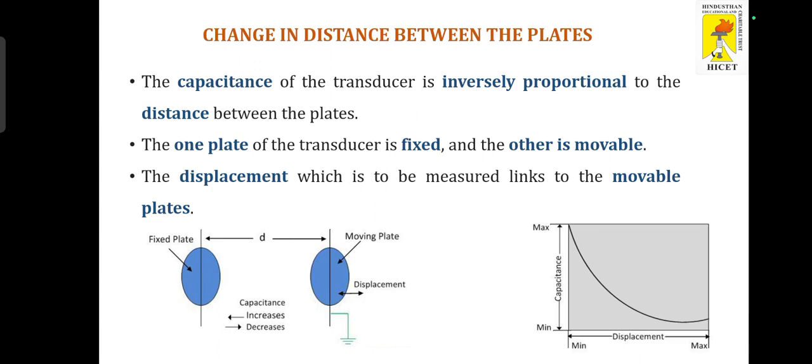When the distance between the plates is varied, the capacitance also varies. We know that the distance and the capacitance are inversely proportional. So if the distance is increased, the capacitance will be reduced, and if the distance is reduced, the capacitance will increase. One plate of the transducer will always be fixed, the other one is movable, so that we can have the variation of capacitance due to the displacement from the fixed plate. You can see the graph between displacement and capacitance. When the displacement increases, the capacitance decreases.